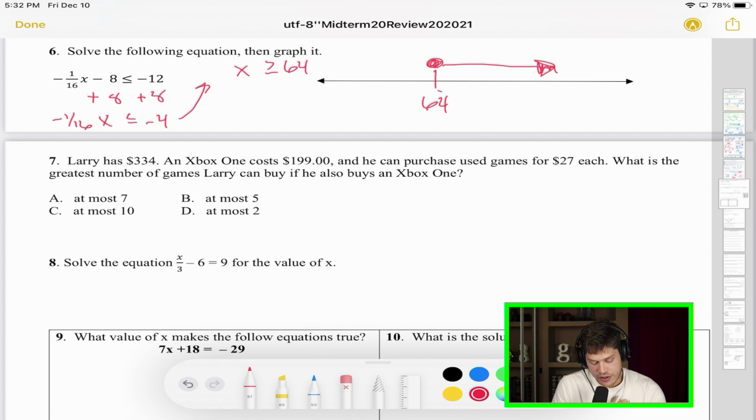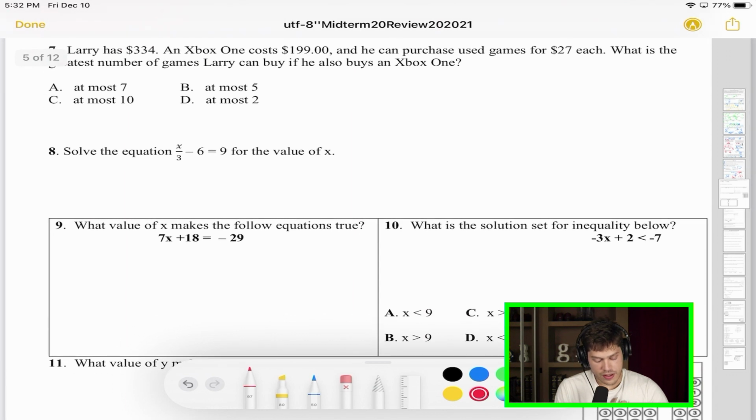And if it wasn't clear to you why we multiply by negative 16 here, it's because this fraction is negative 1/16th, and we want to get rid of this fraction. And how do we do that? Well, it's by multiplying by a negative 16. Negative 16 times negative 1/16, these will cancel and leave you with just your x. And what you do to one side, you have to do to the other. And negative 4 times negative 16 is positive 64.